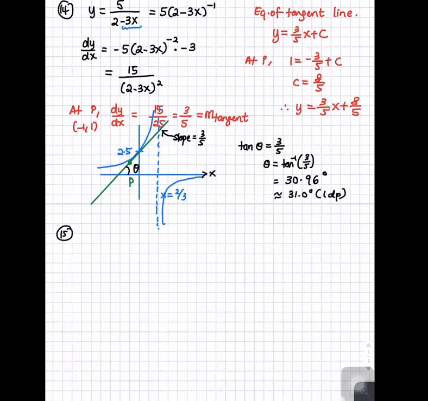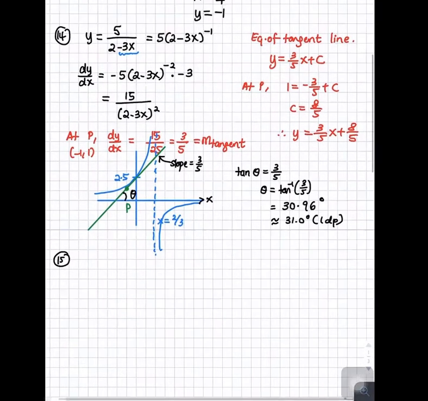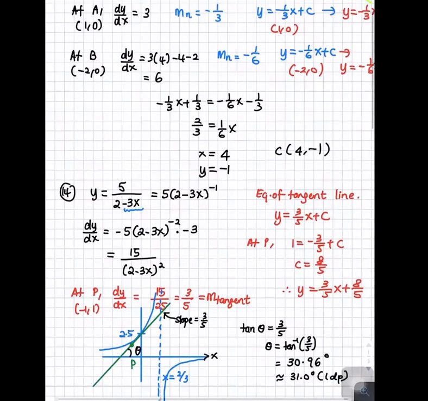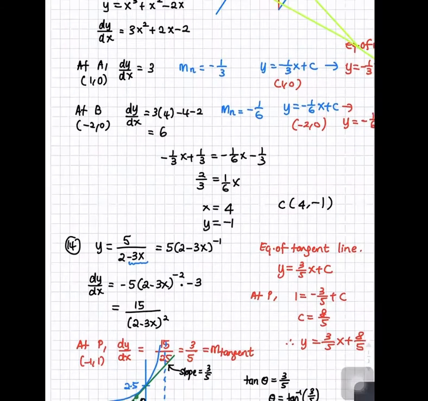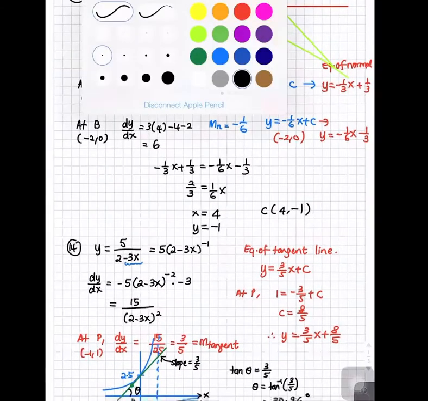Okay, any questions so far, class? Miss, for number 13, how do you get y equals -1? How did I get y equals -1? Which one, boy? 13. Yeah. I take the x and I substitute into any one of the equations of the tangent.